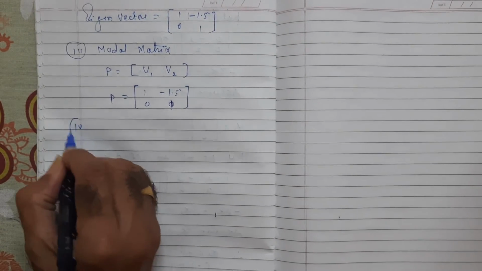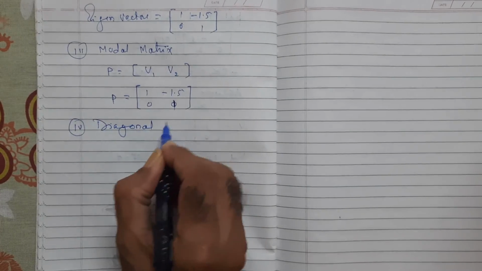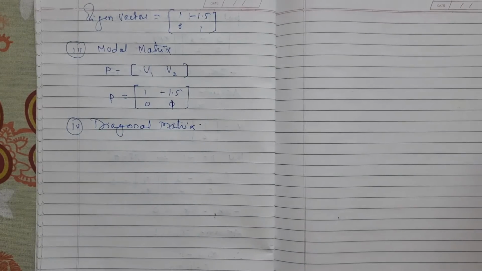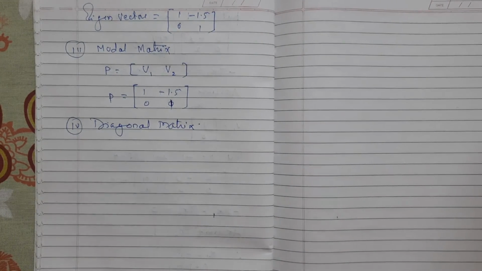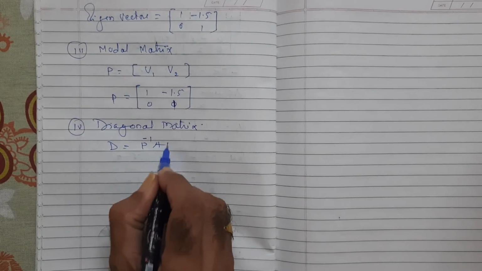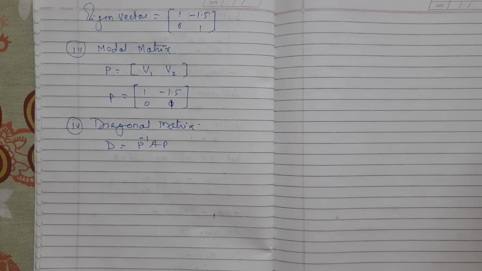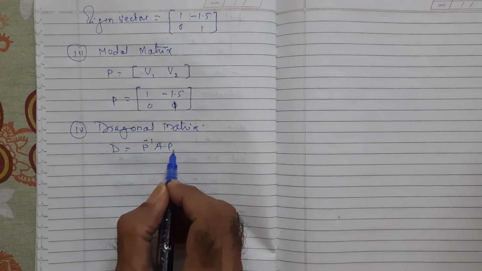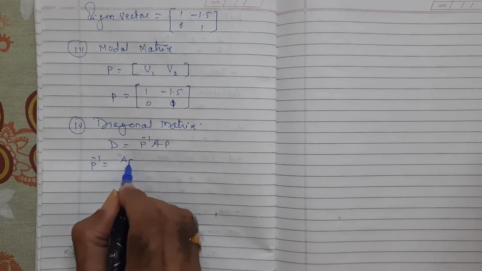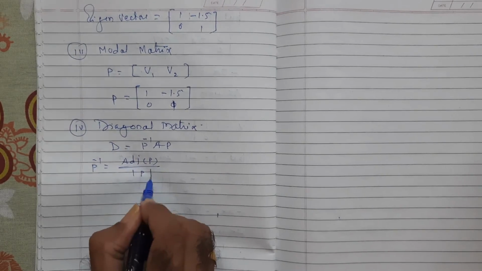Now in the fourth step we will find out the diagonal matrix. The equation for the diagonal matrix D is equal to P inverse A into P. So this equation we know. Now A is known, P is known. We will find out the P inverse. It is equal to adjunct of the P divided by determinant of the P.